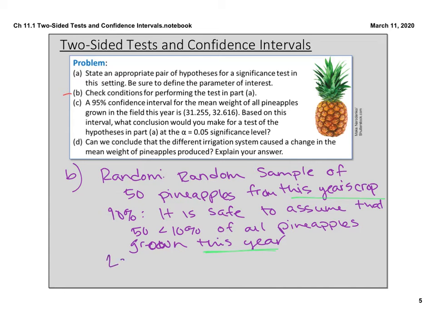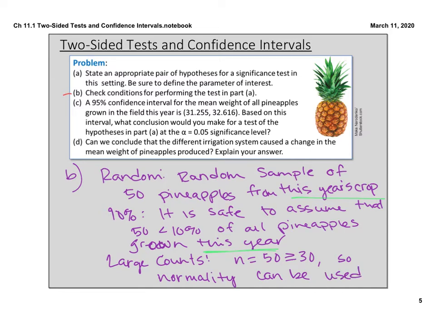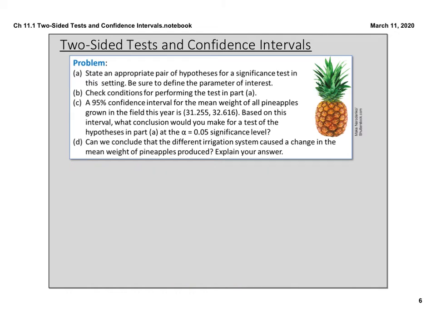And then large counts, this is an easy one this time, which is nice. We like it when our sample sizes are large. So n is equal to 50, which is greater than or equal to 30. So normality can be used. Normal calculations can be used. Okay, great. So our 3 conditions are met. Perfect. All right, let's take a look at part C.